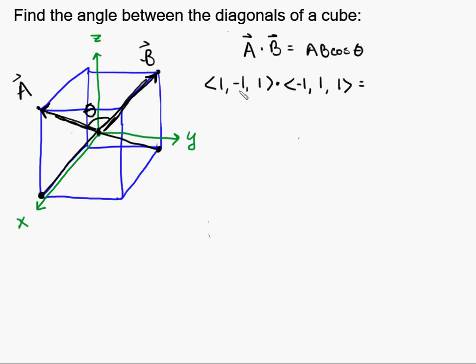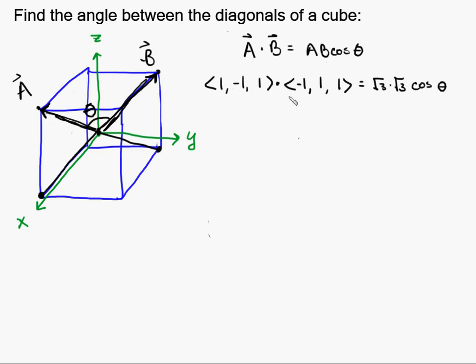So it's 1 squared plus negative 1 squared plus 1 squared, and then the square root of that. So that's the square root of 3. So each one has a magnitude of square root of 3, times square root of 3, and cosine of the angle between them that we're trying to find.